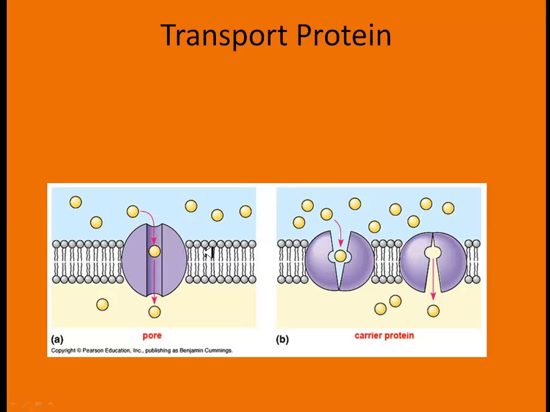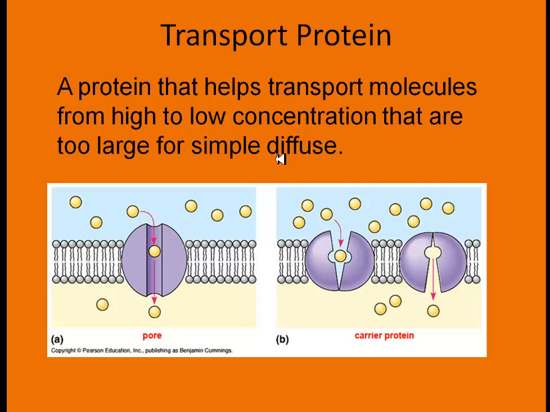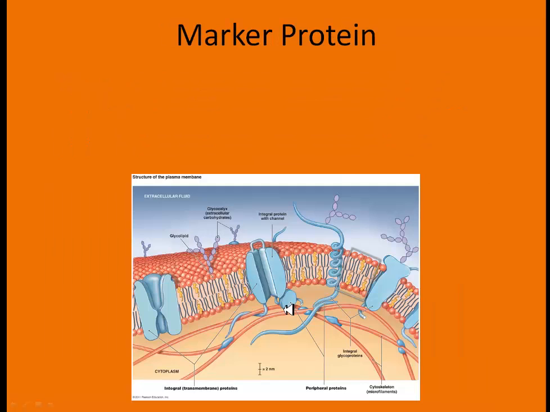Transport proteins. These are actually embedded into that phospholipid bilayer, and these are going to allow materials to go through it that normally can't fit through. So this is a protein that helps transport molecules from high concentration to low concentration that are simply too large for simple diffusion. So this is going to be a passive transport that requires no energy whatsoever, and it happens anytime there's more on one side than the other. They're going to try to reach equilibrium. And water is a good example of this, although water doesn't need to have these transport proteins. They can fit right between these phospholipids.